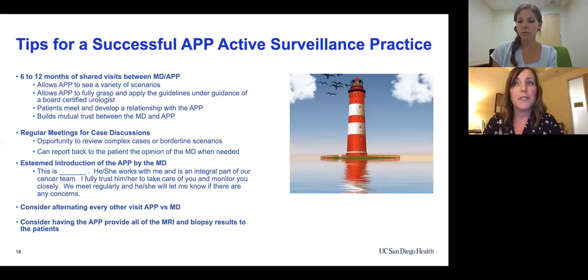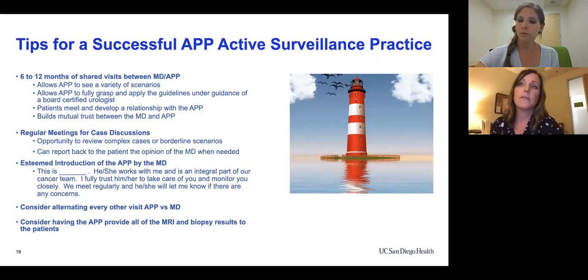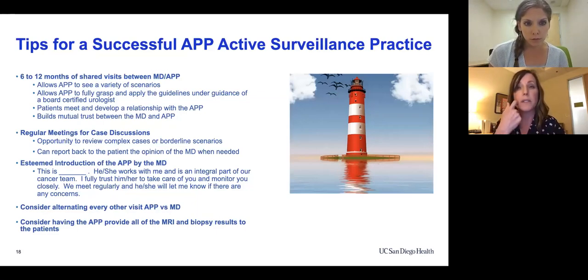And finally, I'd like to offer some tips and suggestions for a successful APP active surveillance practice. So I found it helpful to have 10 months of shared visits between myself and the attending physician I work with. Seeing a variety of prostate cancer scenarios helped me to fully grasp and apply the guidelines. I met several patients who would eventually transition into my practice. Having already established some connection with me helped to facilitate trust for the patients. And also that time built in clinic with the physician built mutual trust between myself and the physician, which is essential for both parties involved.